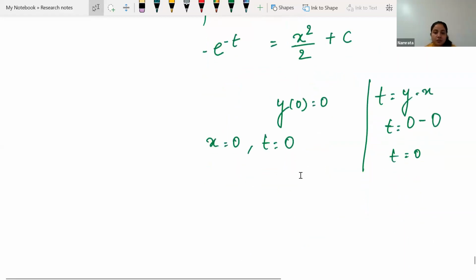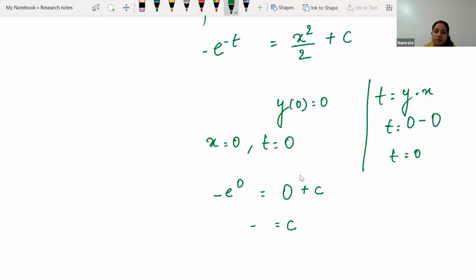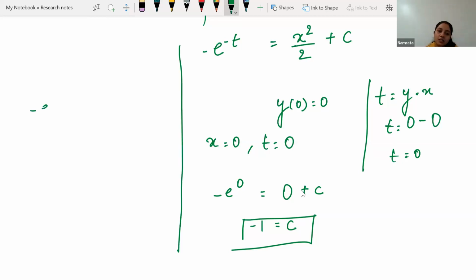So this is what we were having. Let's substitute the given condition. So we will have minus e to the power t, which is 0, equals 0 by 2, that is 0 only, plus c. So we are getting c equals negative 1. Right, e to the power 0 is 1, and the minus sign is in front of that, so we have negative 1. Let's substitute it over here. So we will have minus e to the power minus t equals x square by 2, and c is negative 1.